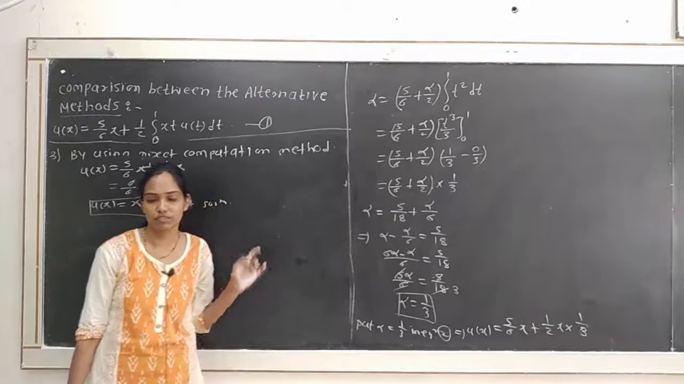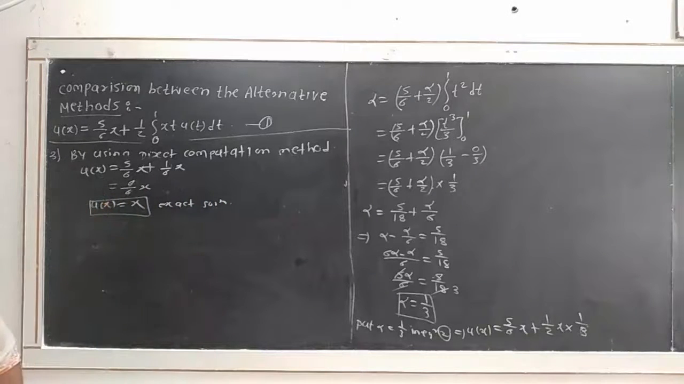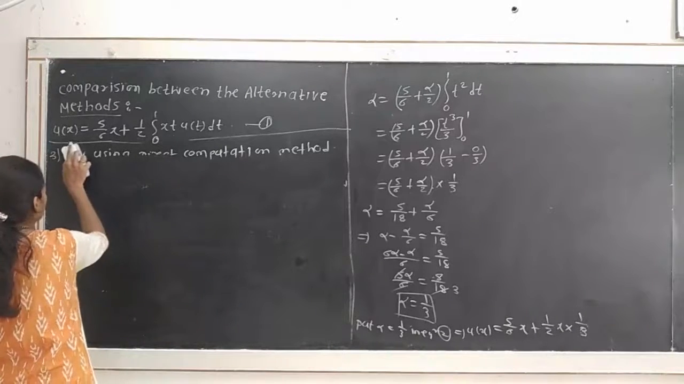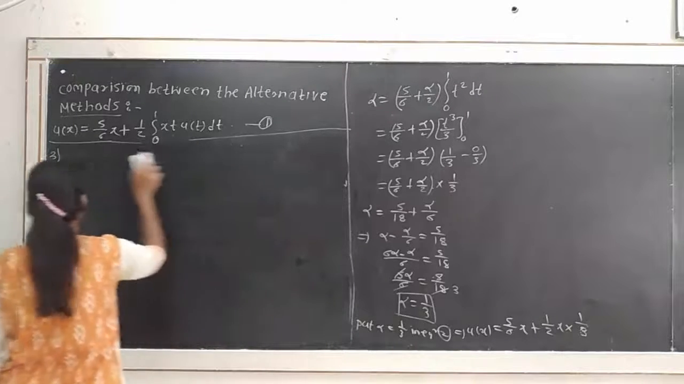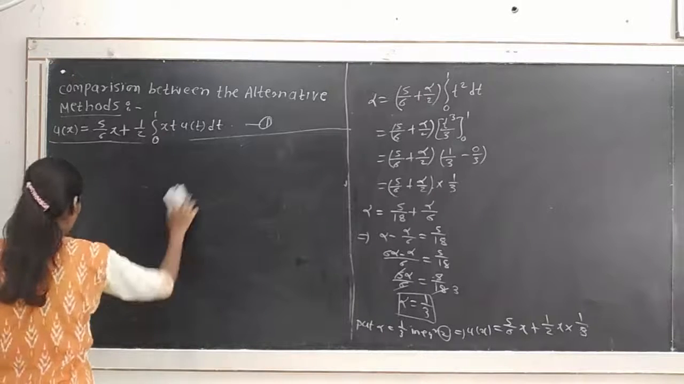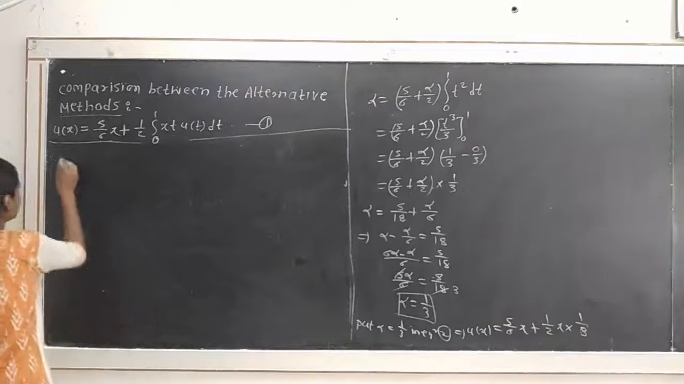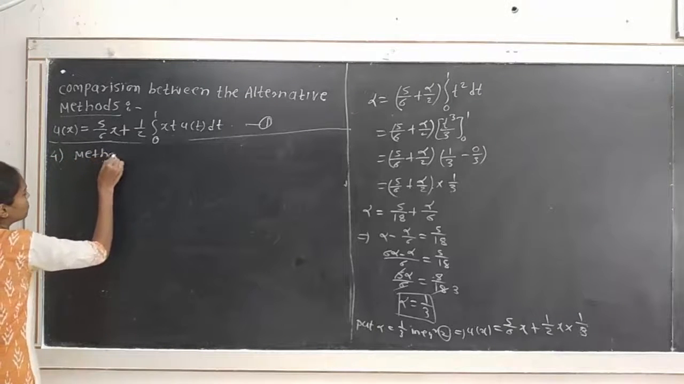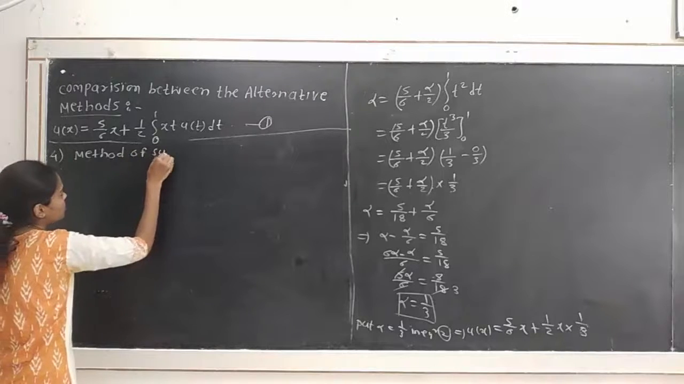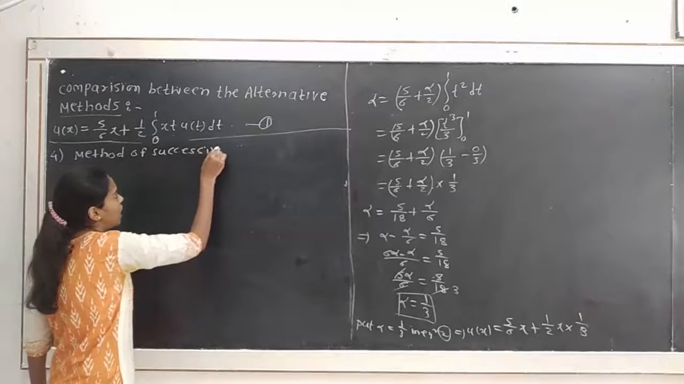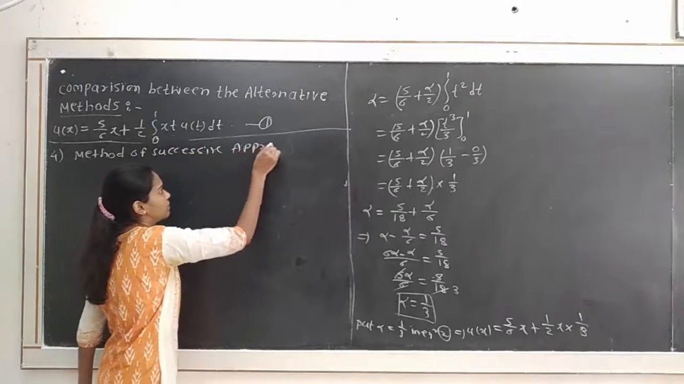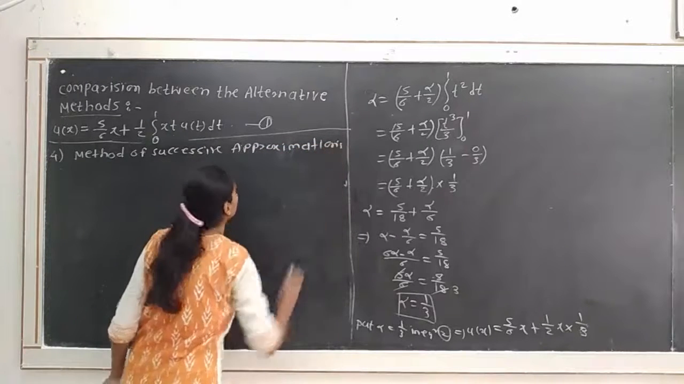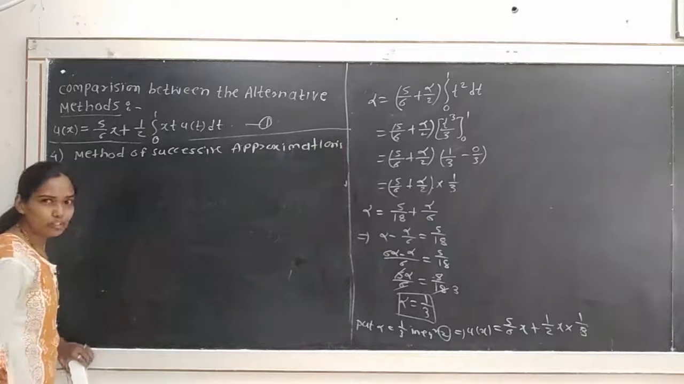Okay, so in this way we again solve example number 1 by using the next alternative method, and that is the method of successive approximation. That is the fourth method: the method of successive approximations. In the method of successive approximation we have to find the approximations.